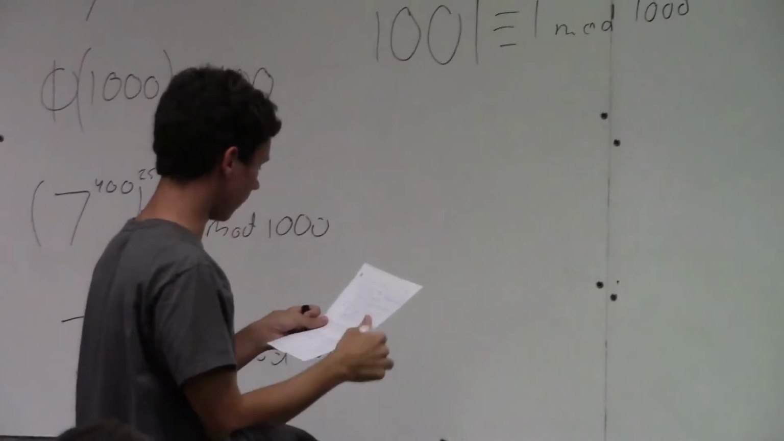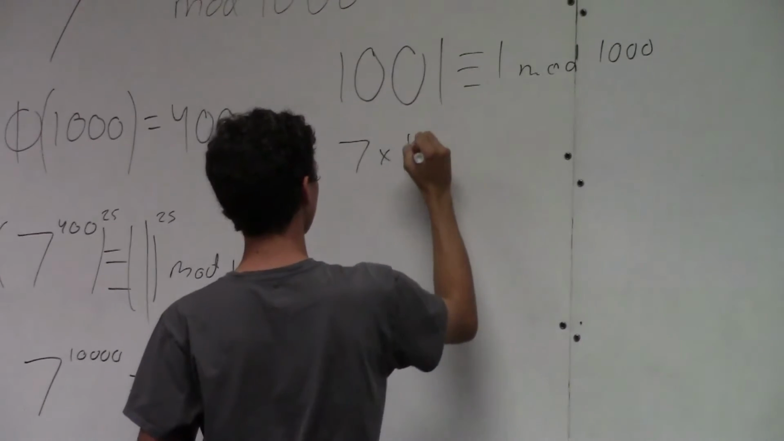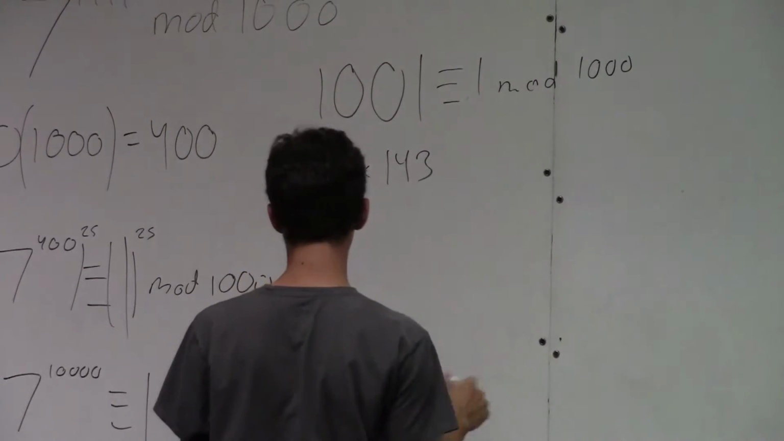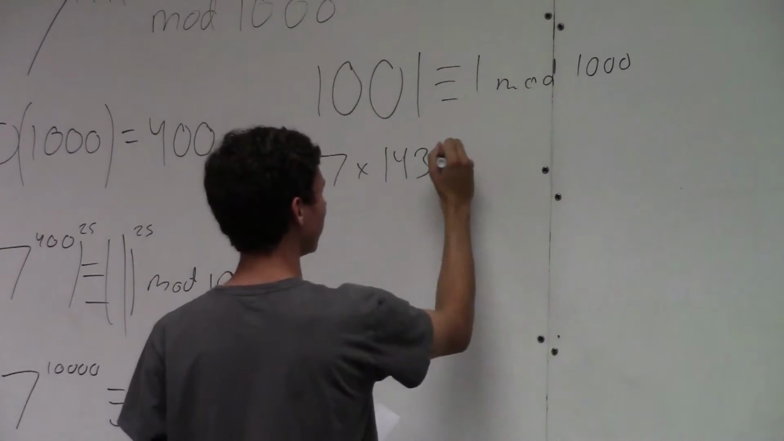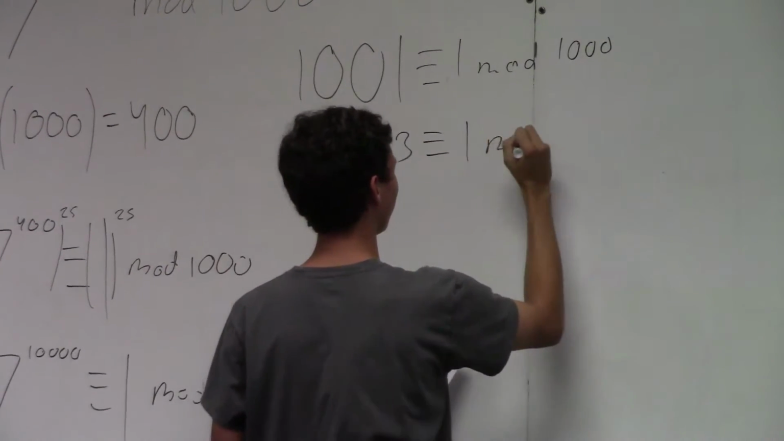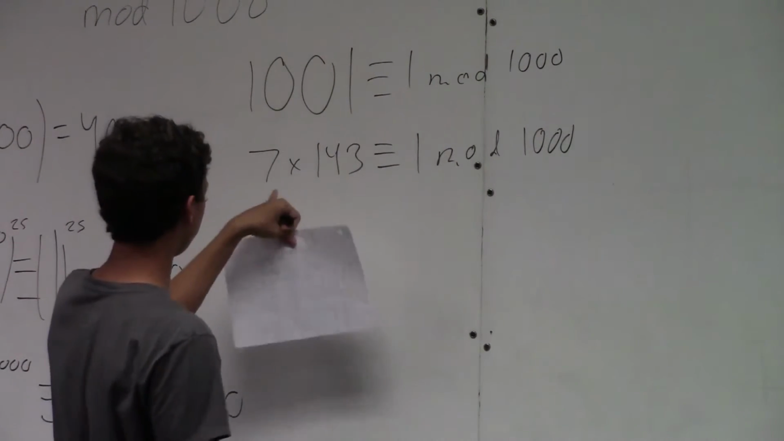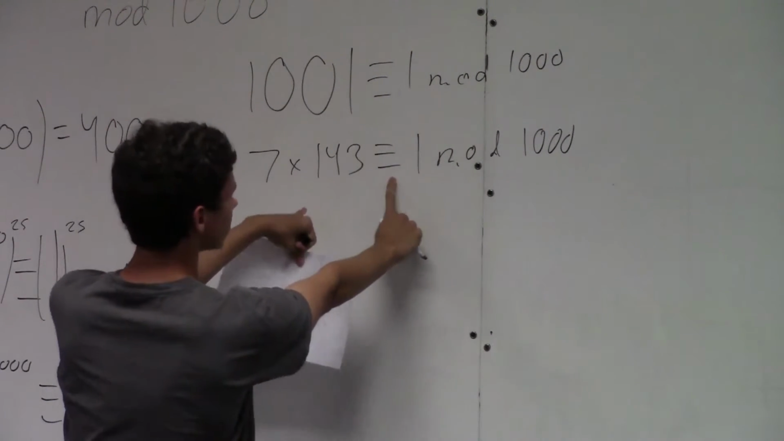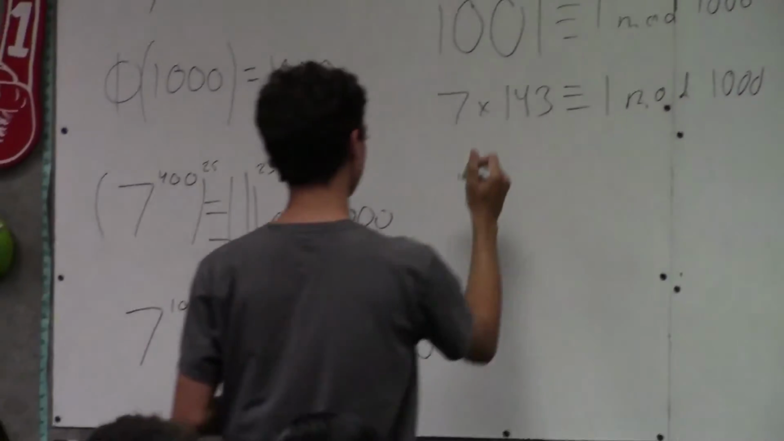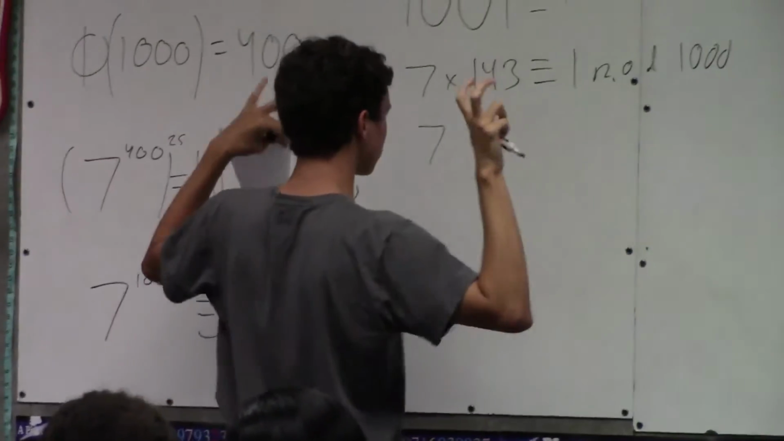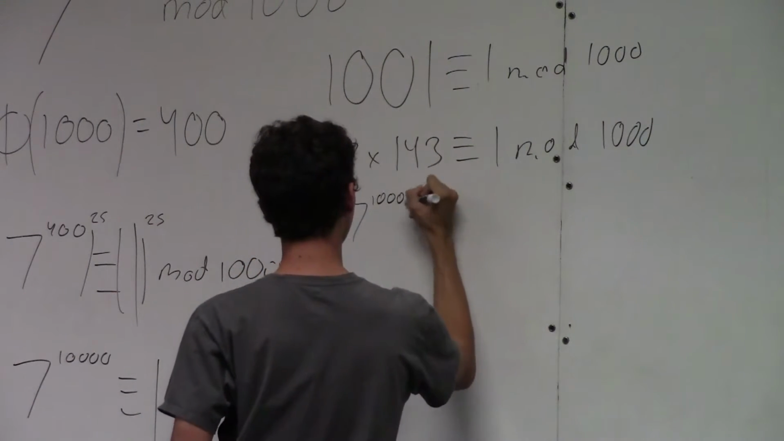Okay, so we can factor this into 7 times 143. That's not exactly a simple thing, but it is a thing that works. So because this is congruent to 1 mod 1,000, and this is congruent to 1 mod 1,000, they are essentially equal to each other for all intents and purposes.